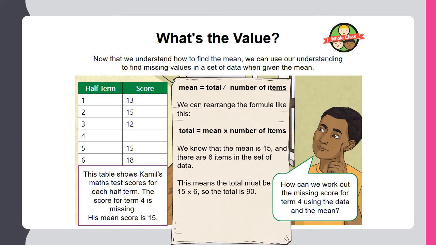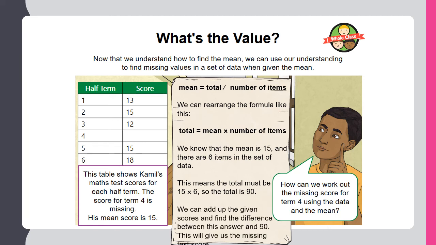So we do 15 multiplied by 6. Okay, we're told his mean score is 15, and we can see that there's 6 items. So we do 15 multiplied by 6, and then we get a total of 90. Now we've got the total that can help us. We can add up the given scores and find the difference between this answer and 90. Or we might choose to do it another way and do 90, take away 13, 15, 12, 15, 18, and see what we have left.